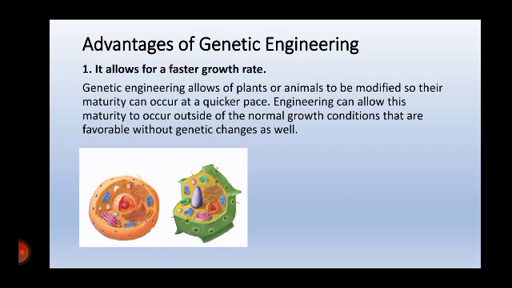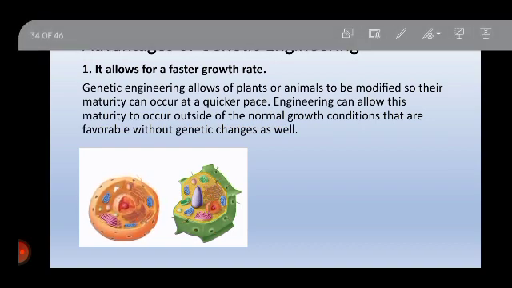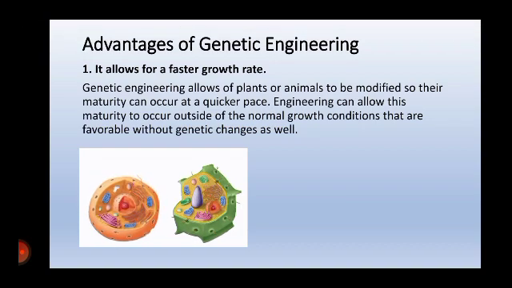Advantages of genetic engineering. Number 1. It allows for a faster growth rate. Genetic engineering allows plants or animals to be modified so their maturity can occur at a quicker pace. Engineering can allow this maturity to occur outside of the normal growth conditions that are favorable without genetic change as well, even if there are higher levels of heat or lower levels of light. It becomes possible to expand what can be grown in those conditions.